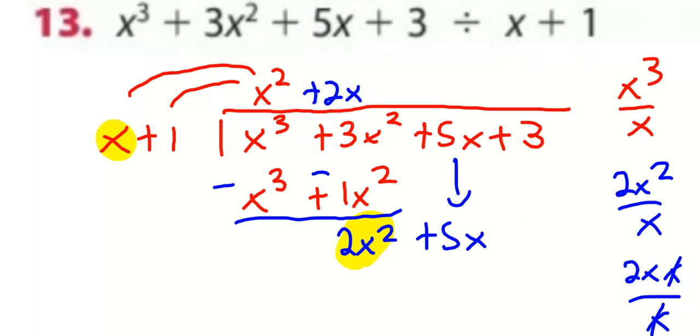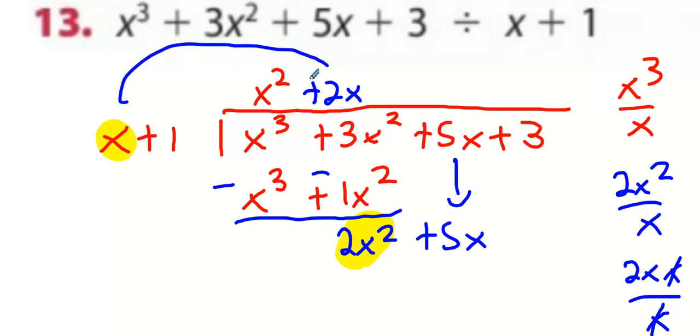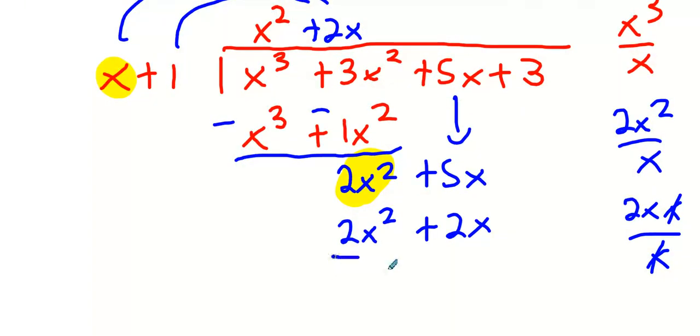Now I'm at the multiplication stage. So how do I multiply? Anybody tell me? So what do we get? 2x squared plus 2x, yeah? Okay. And what do we do now? Subtract.